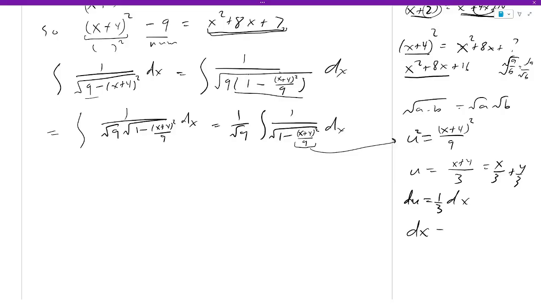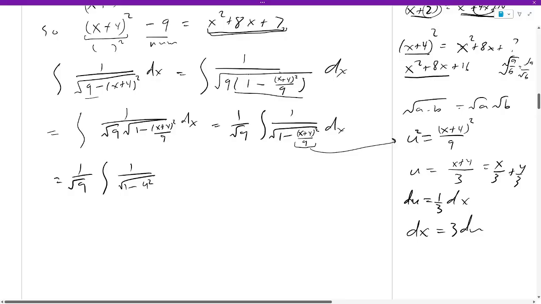You might remember from when I did u-sub that I like to solve for dx here, so we'll do 3 times du. Okay, so we can come back to our integral and plug all that in. So it's 1 over square root of 1 minus, this is u squared. That was the whole point. We forced it to be u squared. And then my dx turns into 3 du.